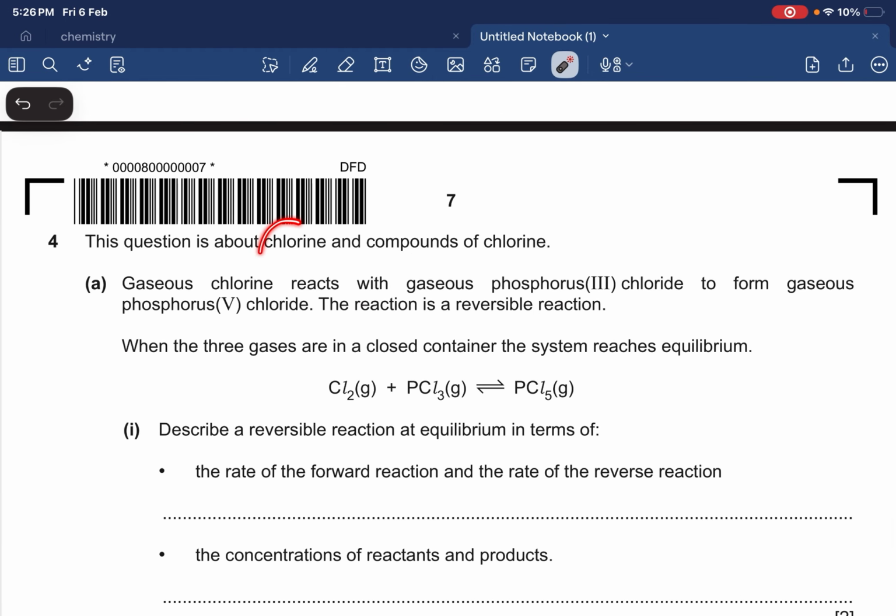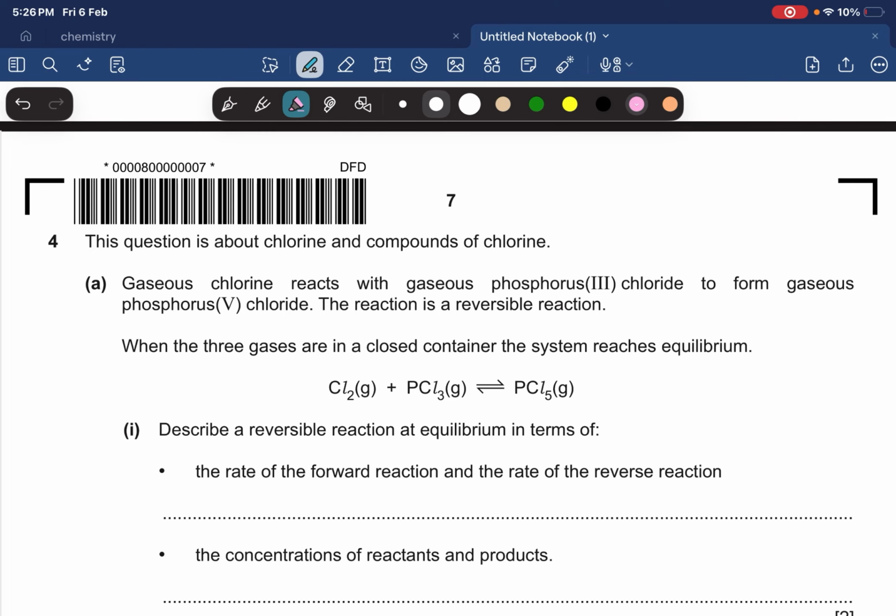This question is about chlorine and the compounds of chlorine. Gaseous chlorine reacts with gaseous phosphorus(III) chloride to form gaseous phosphorus(V) chloride. The reaction is reversible. So you have chlorine and PCl3, you're making PCl5, and when the 3 gases are put in a closed container, they reach equilibrium.